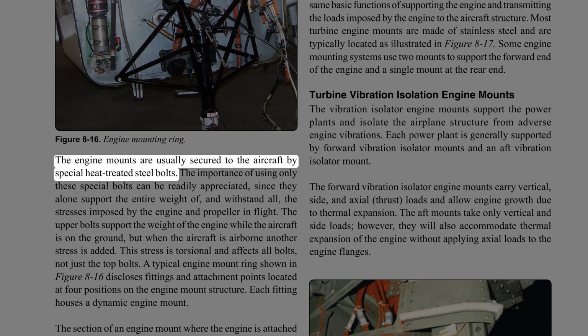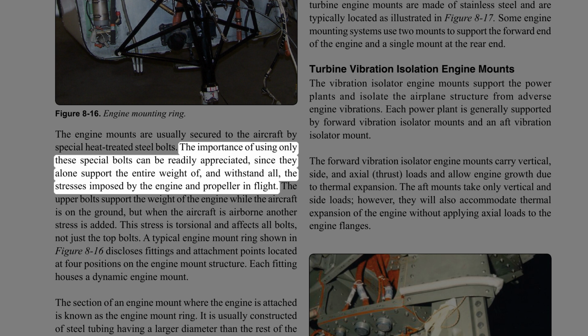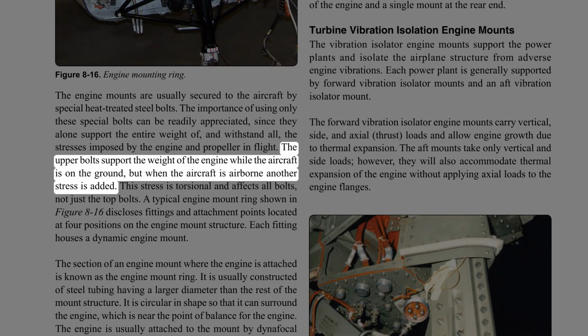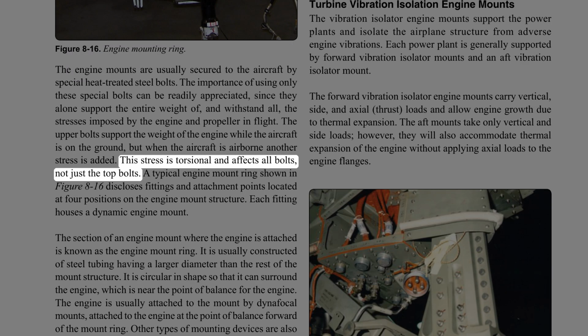The engine mounts are usually secured to the aircraft by special heat-treated steel bolts. The importance of using only these special bolts can be readily appreciated, since they alone support the entire weight of, and withstand all, the stresses imposed by the engine and propeller in flight. The upper bolts support the weight of the engine while the aircraft is on the ground, but when the aircraft is airborne another stress is added. This stress is torsional and affects all bolts, not just the top bolts.